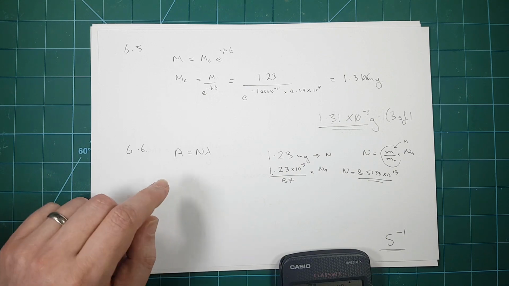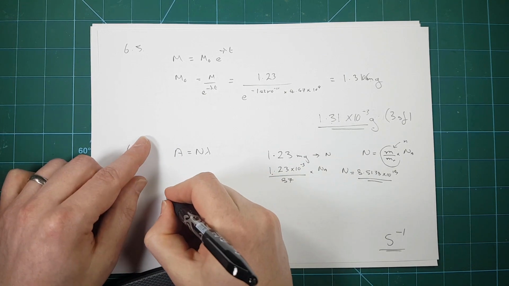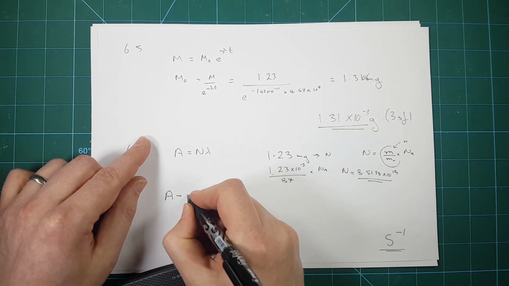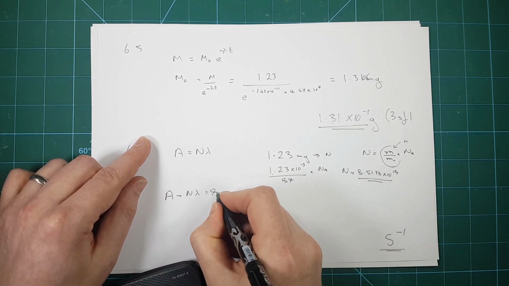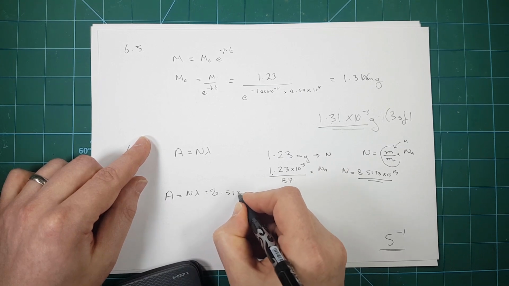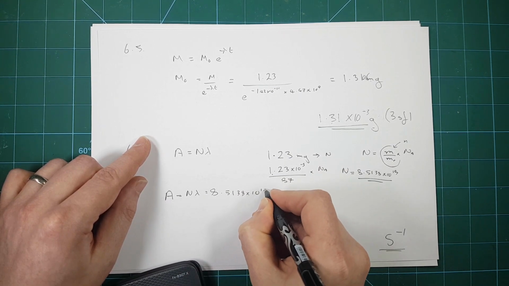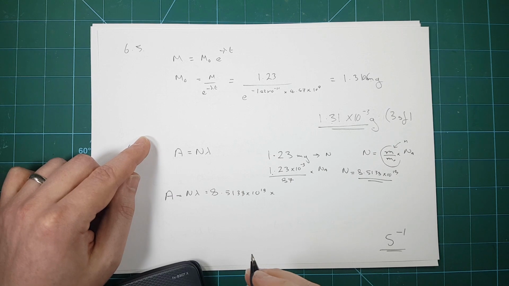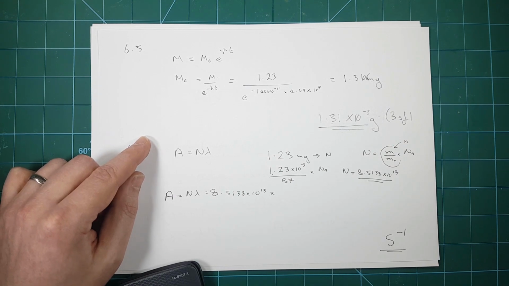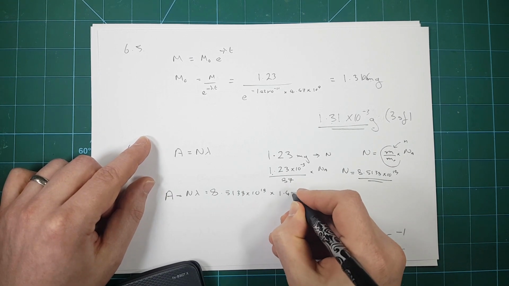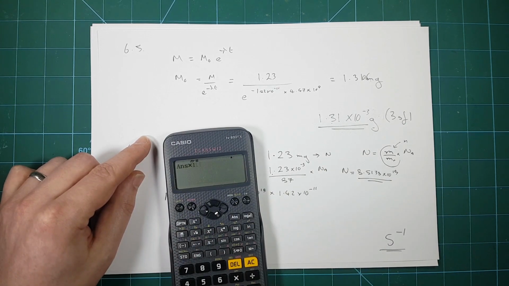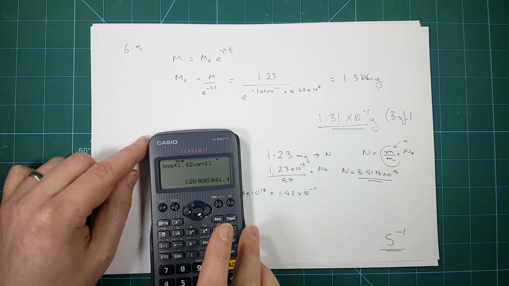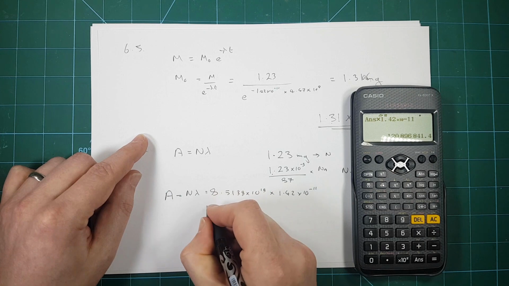Okay, then we can use this equation here. So the activity is equal to n lambda. So let's just multiply those two numbers together. 8.5138 times 10 to the 18 times by lambda, which is 1.42 times 10 to the minus 11. So times those together. And that is the activity in a year.